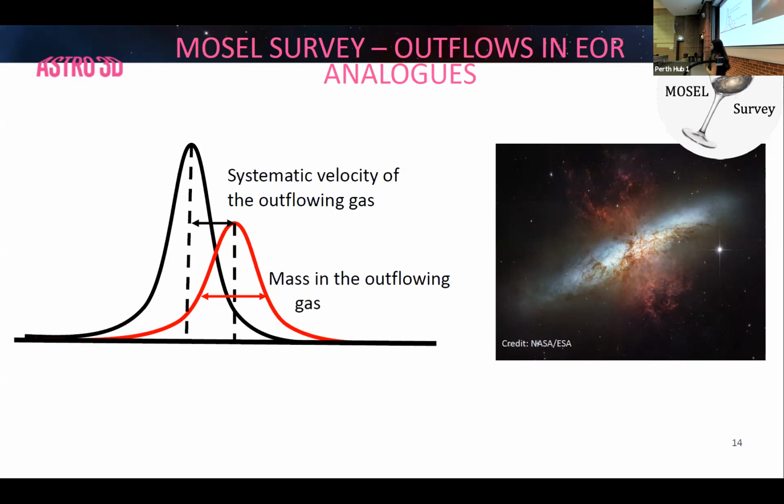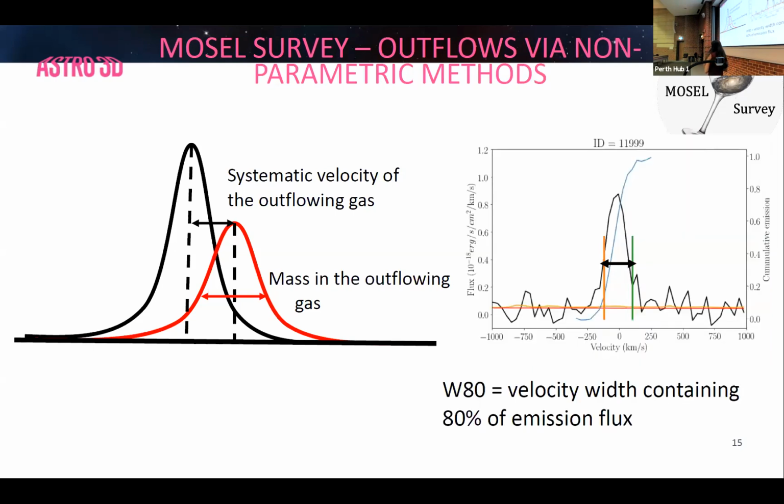But the resolution or the signal to noise of our data is not sufficient to really do this multi-component Gaussian fit to the emission line. So what other thing can we do? What we can do is use another non-parametric way of seeing if we find any evidence of outflow.